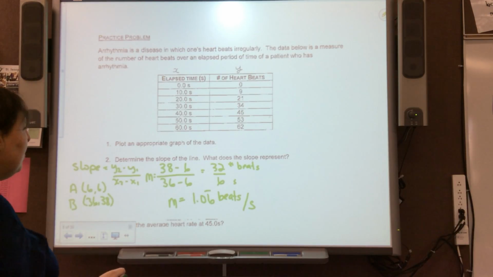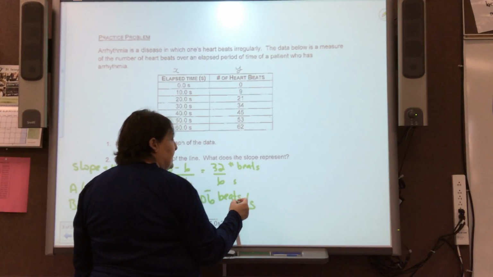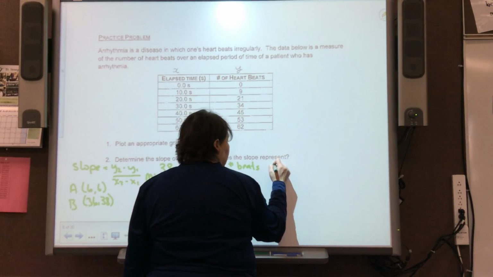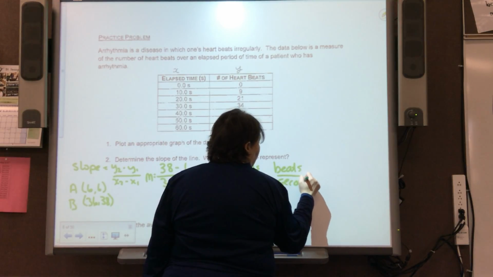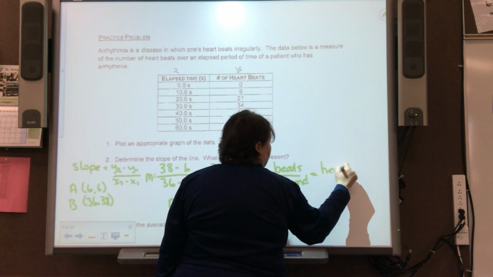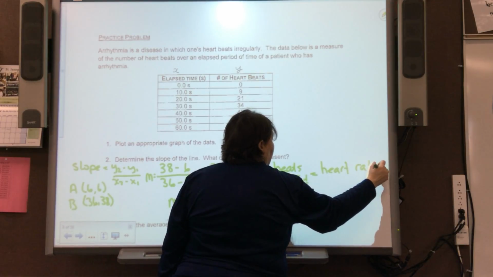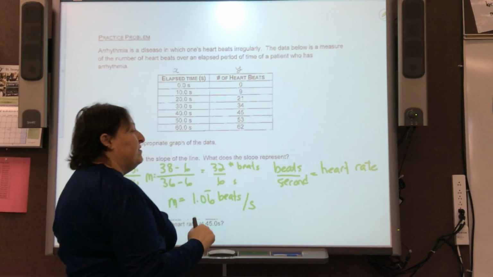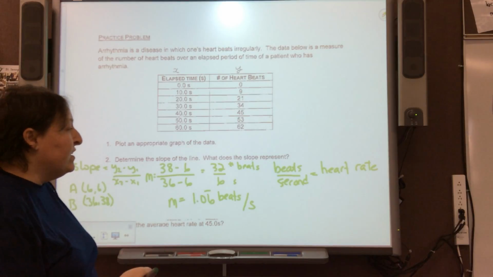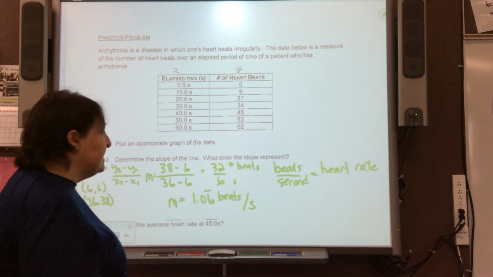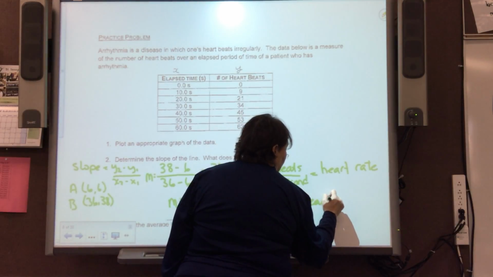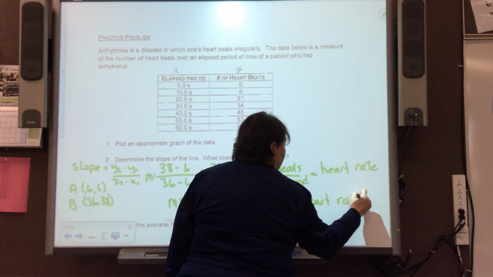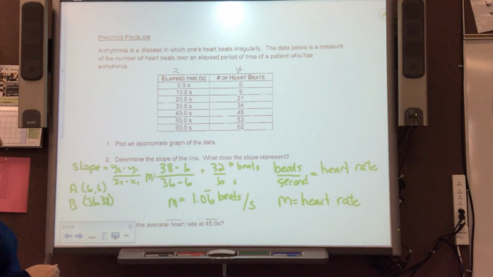Okay? And so, what do we know beats per second to be? We know beats per second gives us a heart rate. I'm sure you've all done this in phys ed where you've taken your heart rate over 10 seconds, you multiply it by 6. Slope is equal to heart rate. Okay? So when you take your heart rate, you're doing physics and you don't even know it.